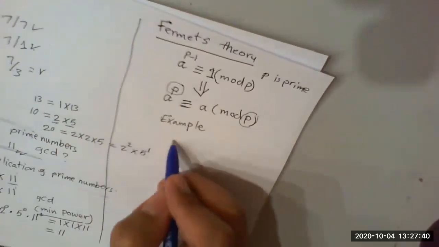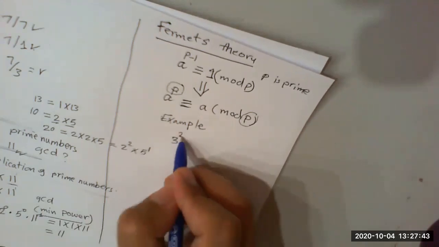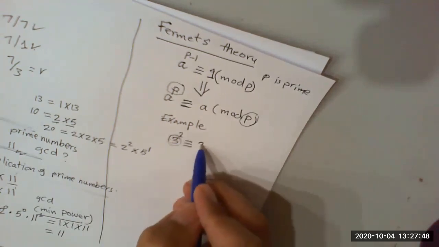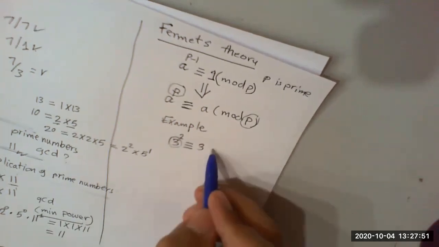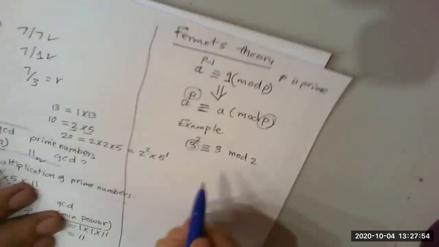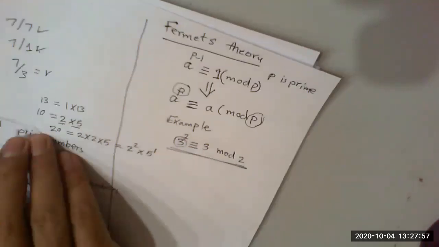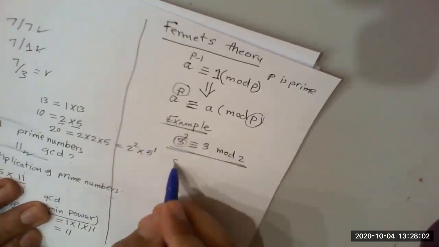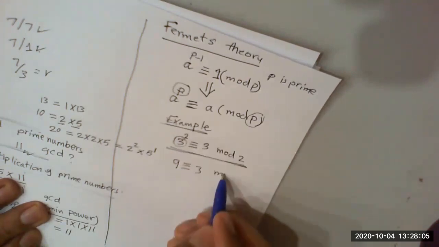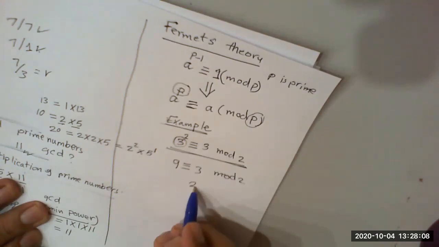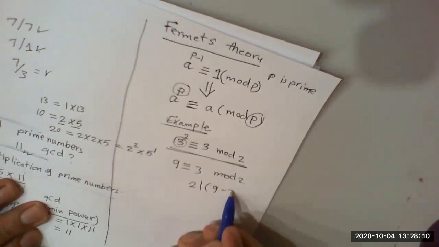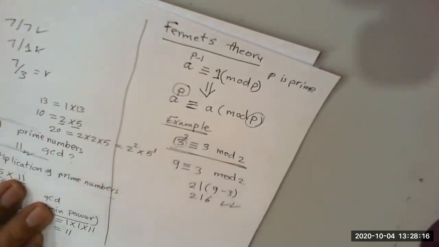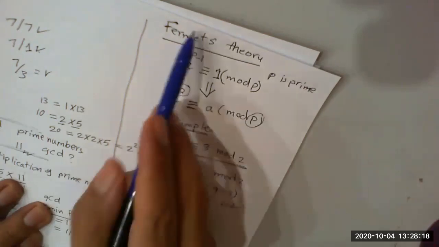For example, if I take 3 to the power 2, it is congruent with 3 mod 2. Let's check if it's working or not. I have 3 to the power 2, which means 9. It's congruent with 3 mod 2 just because 2 divides 9 minus 3. 2 divides 6. That's correct. Okay, this is an example of Fermat's theory.